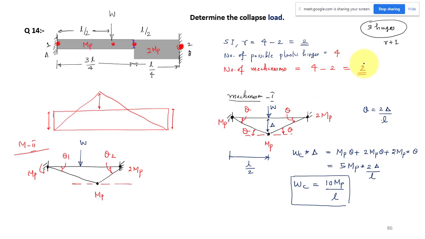So how many mechanisms do we have to check? We have to check 2 mechanisms. For the first mechanism, to have the failure or to form this mechanism, this is the collapse load: 10 times MP by L is the collapse load value. In the second case, we have to do the same thing. So what is the internal work done here in the second case? I think we will do this in the next page.